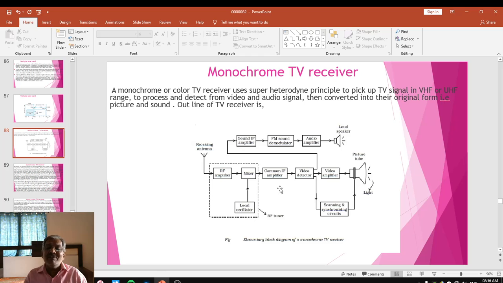Friends, this amplifier also contains cascaded stages of BJT amplifier or FET amplifier, or in present days an integrated circuit as an amplifier. The output so generated is given to the video detector. The video detector makes use of some filter circuitries, or trap circuitries. These trap circuitries trap the audio signal, which is 5 to 10% less amplified, and separate audio and video.